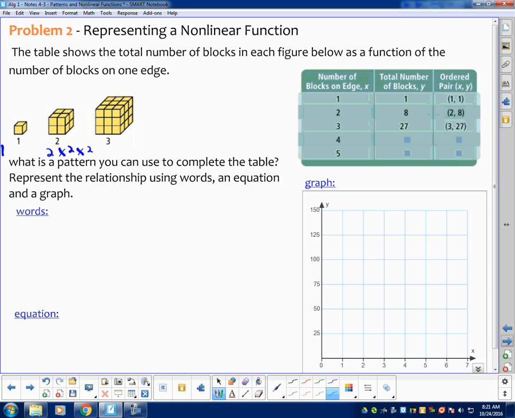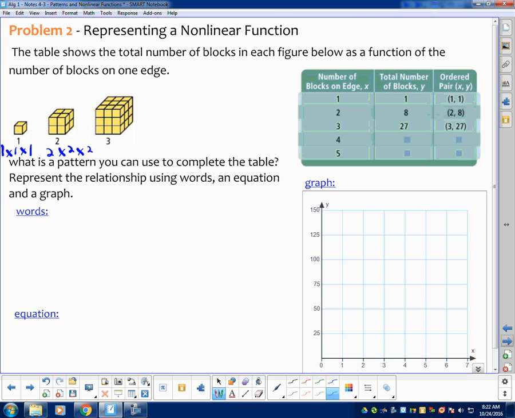This one is 1 by 1 by 1, so if there's one block on the edge, the total number of blocks would be 1. We call that the volume. The second one, 2 by 2 by 2, would have a volume of 8. The total number of blocks would be 8 blocks that are 1 by 1 by 1 in dimension.